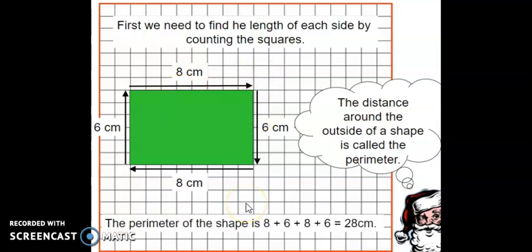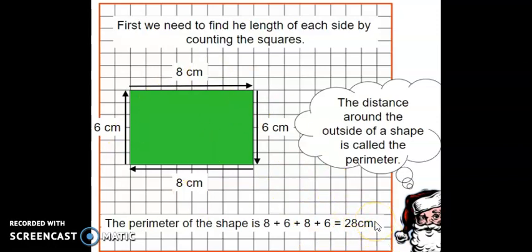After that, what do I have to do? After finding the length of each side of my shape, I need to add these lengths to find the final answer. My first length is 8 centimeter. I will add 6 centimeter. Then I will add 8 centimeter, and then the last 6 centimeter. So when I add it, it becomes 28 centimeter. So my perimeter is 28 centimeter.